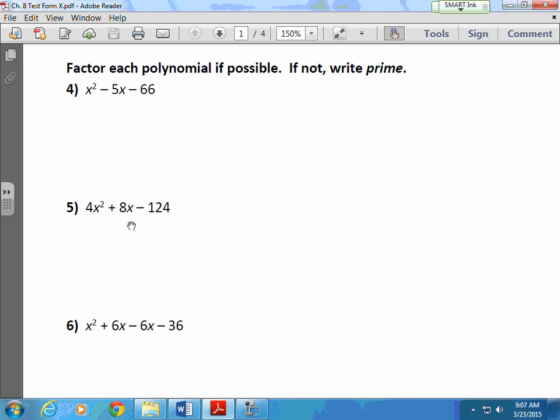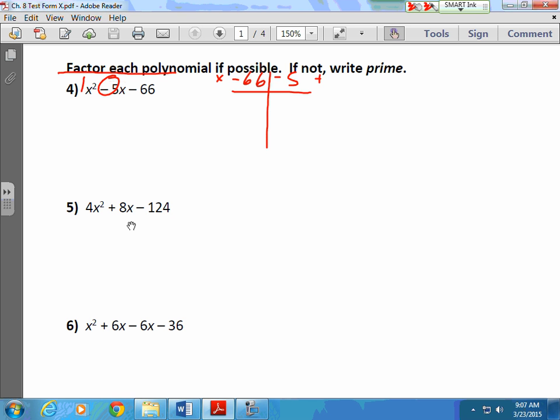Okay, number 4. X squared minus 5x minus 66. We're supposed to factor each polynomial if possible. Since there's no number, it's an implied 1 in front of your squared term, you don't have to do factoring by grouping. You can still do your T-chart, and 1 times negative 66 goes there, and negative 5 goes there. This is what you're trying to multiply to get to. This is what you're trying to add to get to.